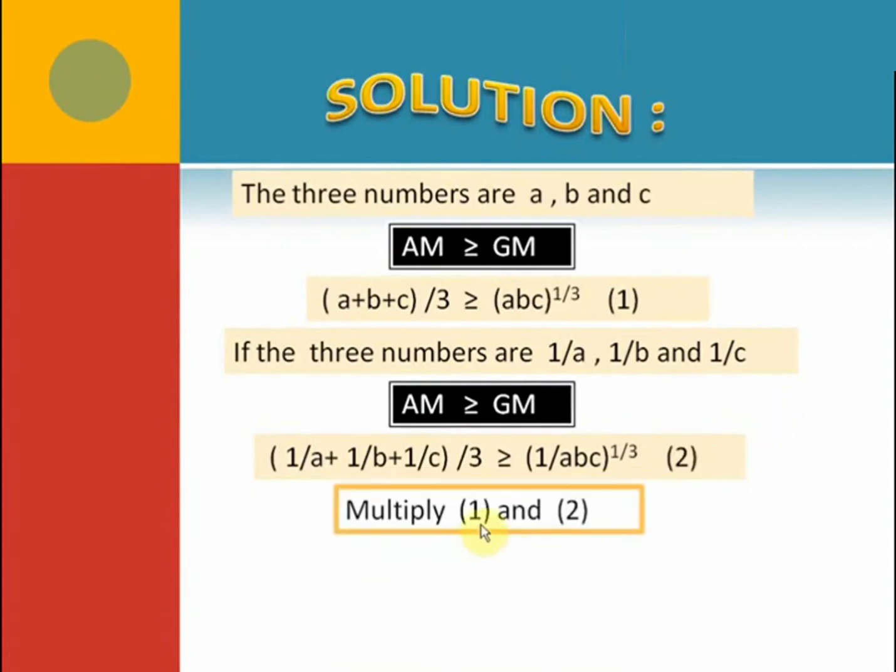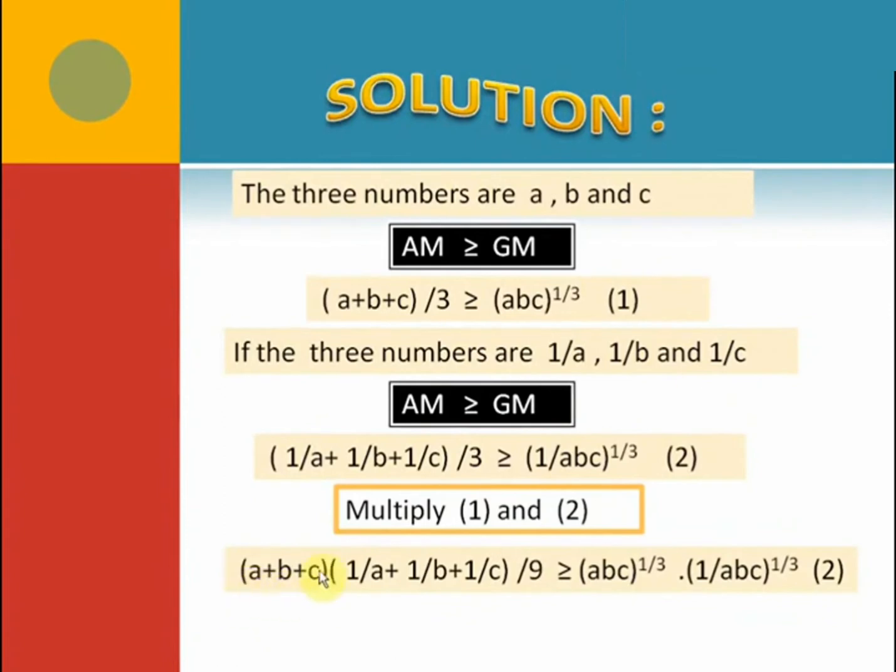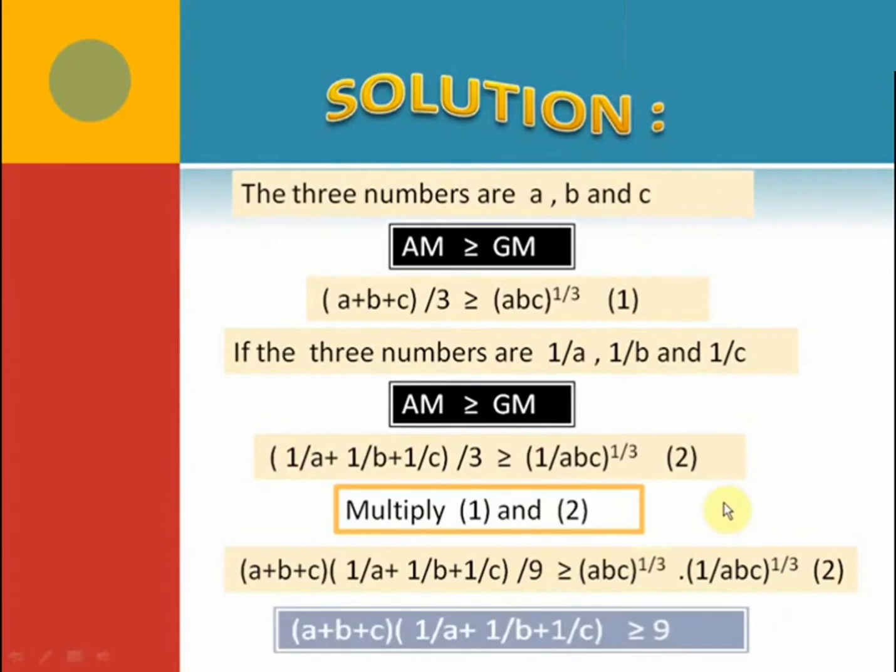If we multiply 1 and 2, what do we get? We get a plus b plus c into 1 by a plus 1 by b plus 1 by c whole divided by 9 is greater or equal to abc to the power of 1 by 3 into 1 by abc to the power of 1 by 3. Now this and this gets cancelled and we can take 9 to this side. Thus what we get? A plus b plus c into 1 by a plus 1 by b plus 1 by c is greater or equal to 9.